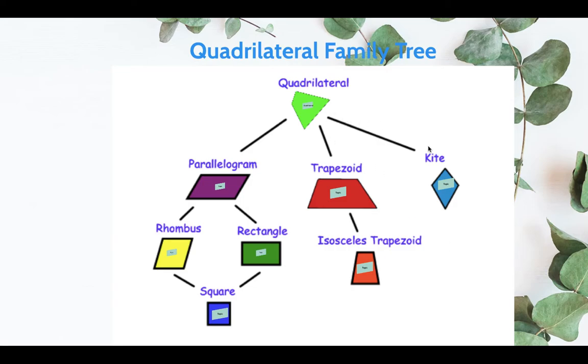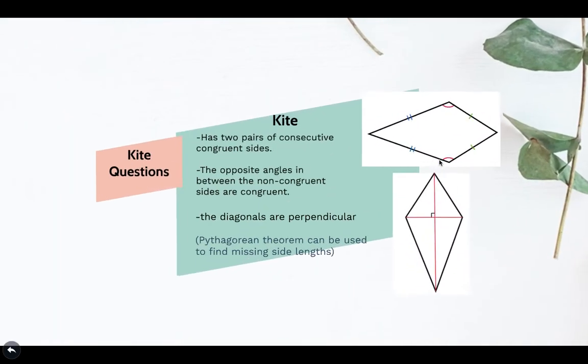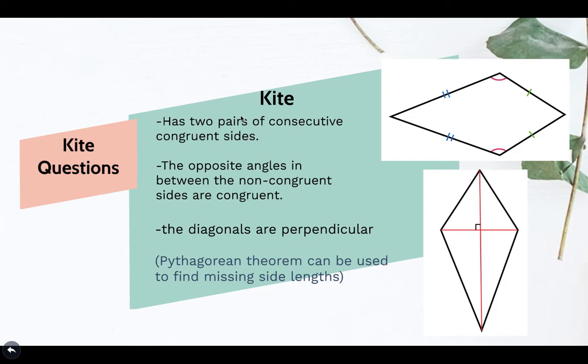And finally, we have kites. So a kite has two pairs of consecutive congruent sides. So let's take a look at what that means. Consecutive means right next to each other, right? So we see this side with two blue tick marks will be congruent to this side right next to it with two blue tick marks. And this side with one green tick mark will be congruent to this side with one green tick mark.